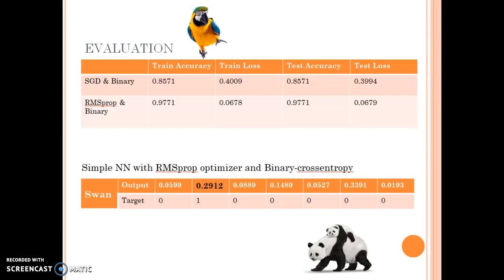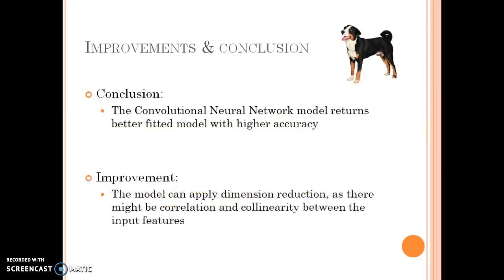I also ran the prediction on one of the instances. So this time I chose 1. The output is 0.291, and the target is 1. Considering the other outputs and target values, this also makes a really good prediction of the instance's species.